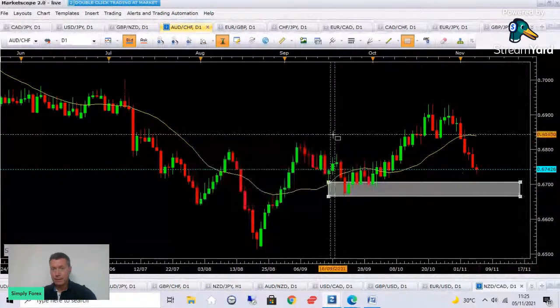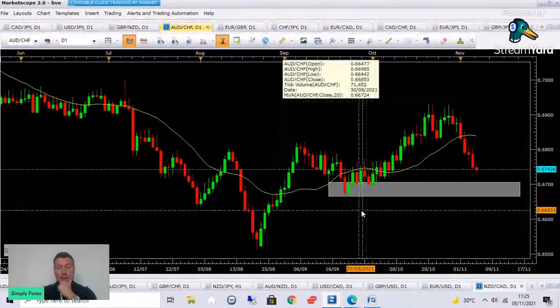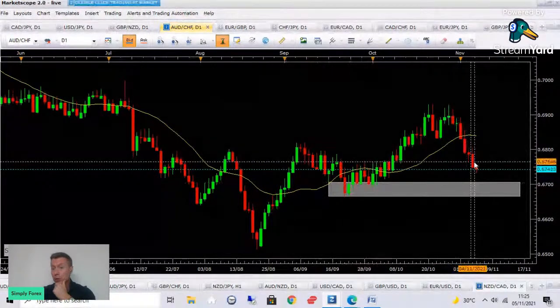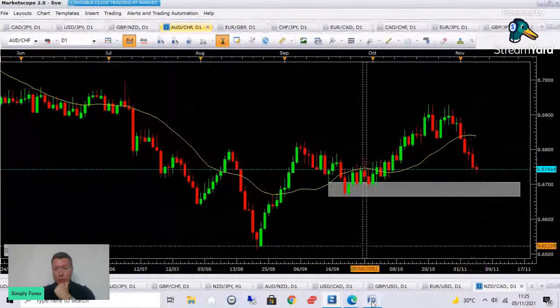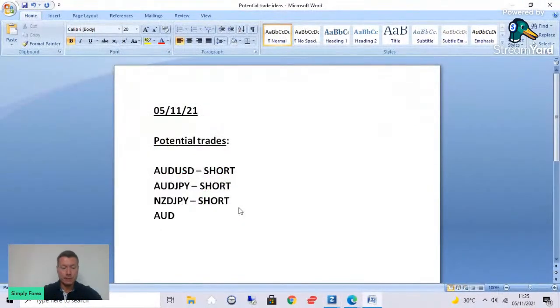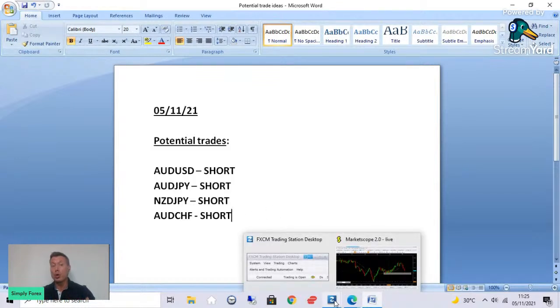Yeah, I like this trade. I'm happy to think about shorts on this pair. So let's write that on our potential trades. Short. Immediately, guys, we're seeing a lot of selling pressure against the Aussie dollar: Aussie dollar US dollar short, Aussie dollar yen short, Aussie dollar Swiss franc short. It's good that we're getting more confirmation about weakness in the Aussie dollar.